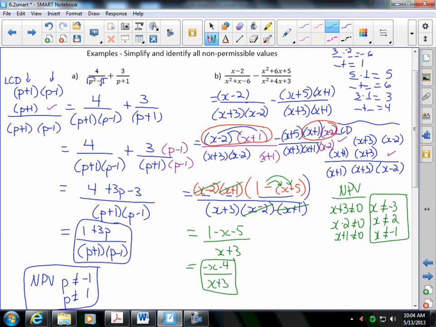And at this point, after doing restrictions for this, the third section, instead of writing these parts down, you could go straight to just telling me my restrictions are x not equal to negative 3, 2, and negative 1.